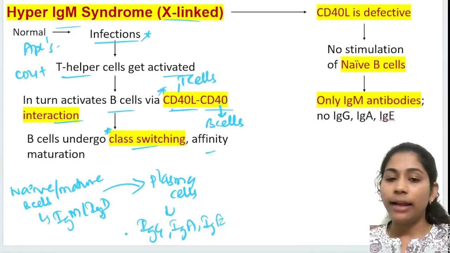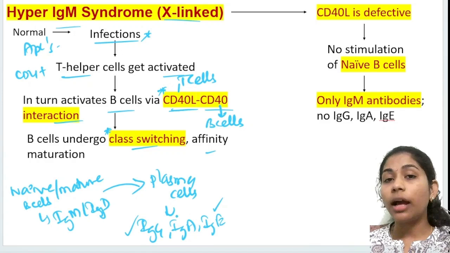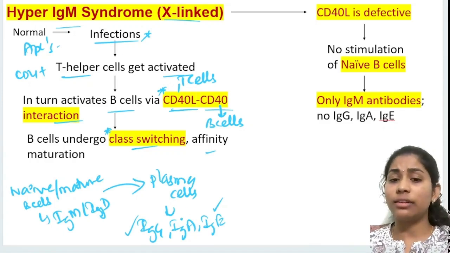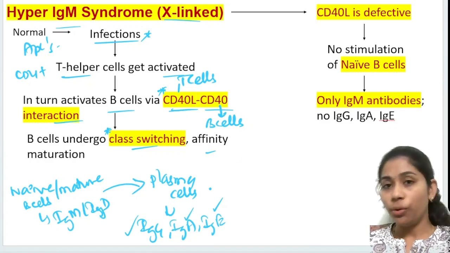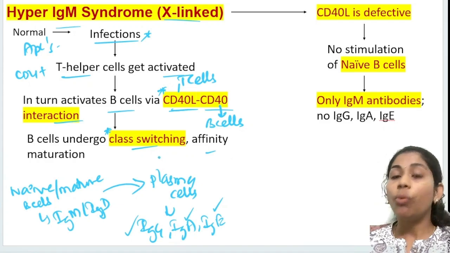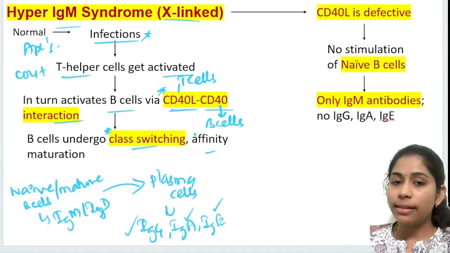If the infection is bacterial, IgG will be produced. If the infection is by parasites, then IgE will be produced. And if the infections are affecting the mucosal surfaces like genitourinary or gastrointestinal, at that time IgA will be produced more, okay. Based on the infection, this class switching and affinity maturation will happen only when the T cells are activated. T cells activate these B cells with this CD40 ligand and CD40 interaction.